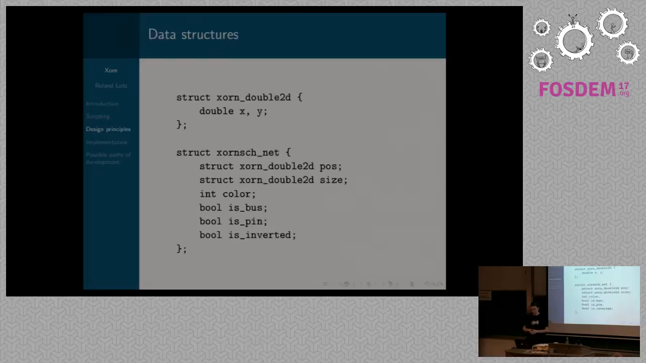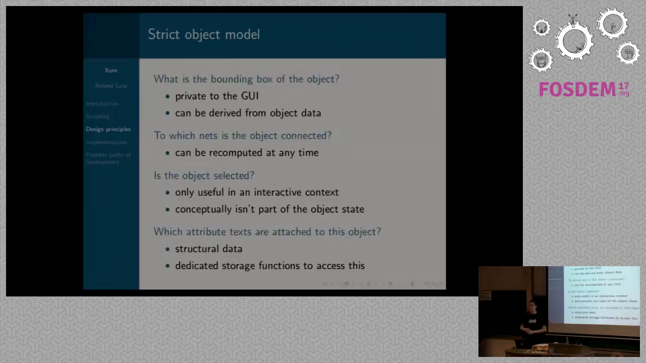This is a structure for a net. And you might notice that some very common things are not in this data structure. Like, for example, the bounding box of the object visually on the screen, or if the object is selected, or what nets this net is connected to, or what attribute objects are attached to this net. And this is because the bounding box is something which can be recalculated. There would not be a valid situation where the bounding box is changed, but the object parameters are not changed.